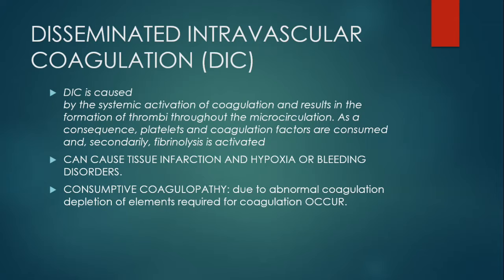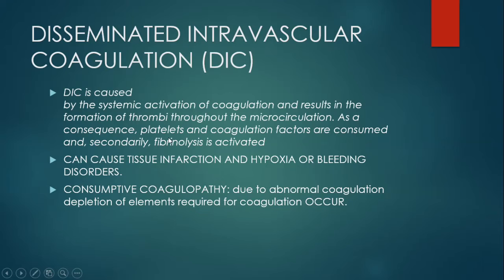So what are the consequences of this abnormal activation of the coagulation pathway? First, the platelets and coagulation factors are consumed. And secondly, fibrinolysis is activated. Platelets and coagulation factors are consumed while forming these abnormal thrombi in the microcirculation, and fibrinolysis is also activated after formation of the clot.